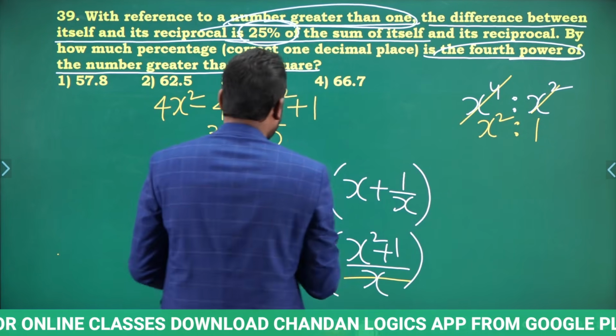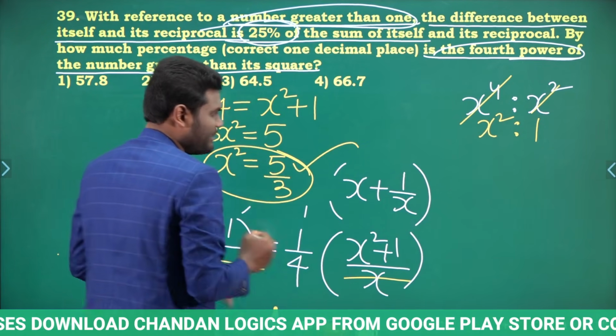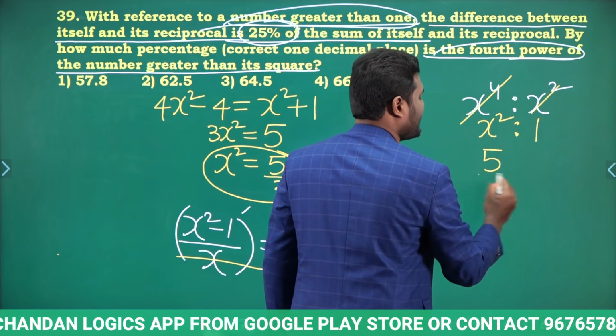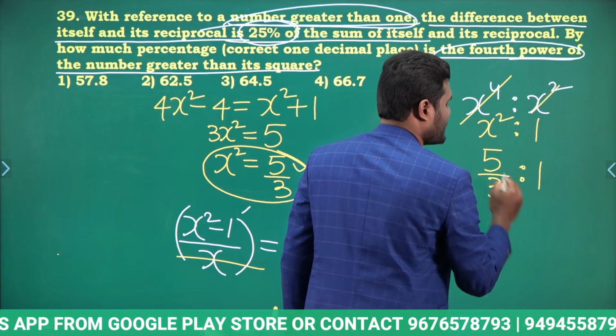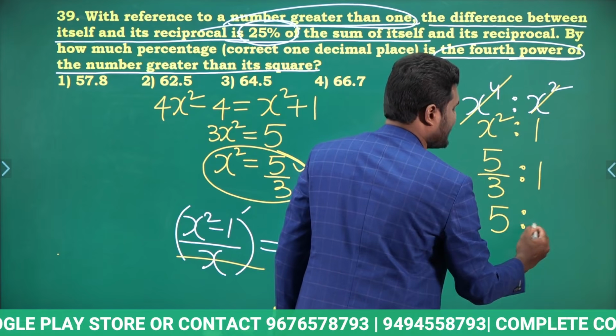Yes or no? What is the value of x square? X square value is 5 by 3. So substitute here 5 by 3, ratio 1. If you simplify this one, this is 5 ratio 3.